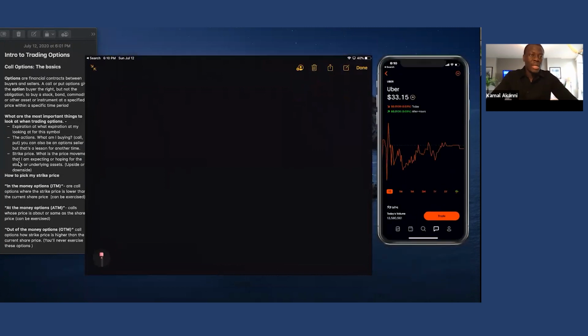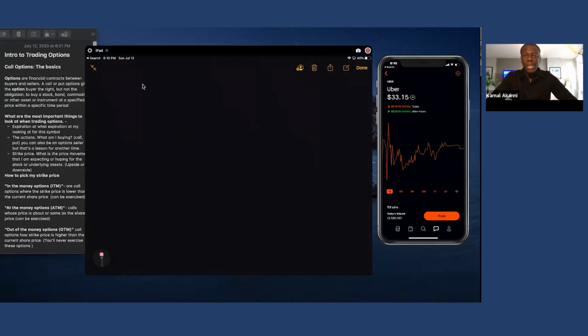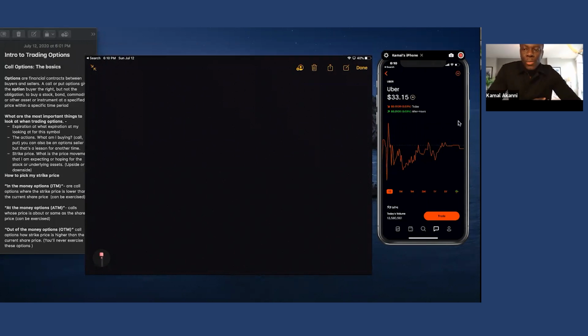So on the left side, this is essentially a list of things I'm going to cover. In the middle, this is going to be a board where I will be writing, and right here on the right side, this will be, of course, my phone screen where I currently have the Robinhood app. So this is mostly going to focus on how to trade options with Robinhood, and of course, you could trade the same way with other platforms, whether you use TD Ameritrade, Thinkorswim, Webull, E-Trade, etc.